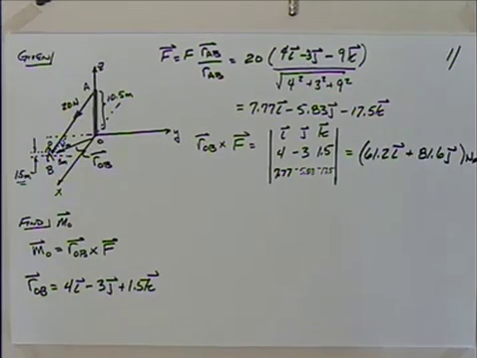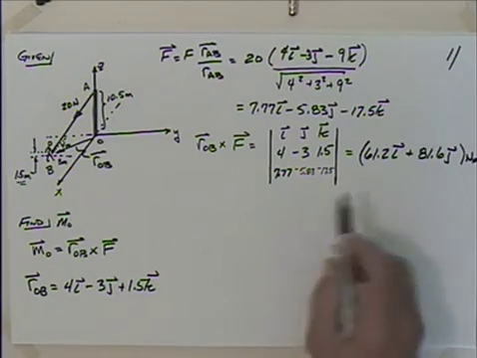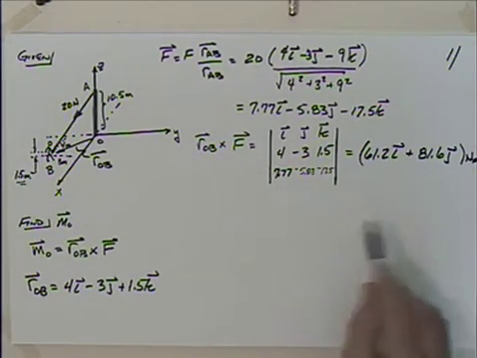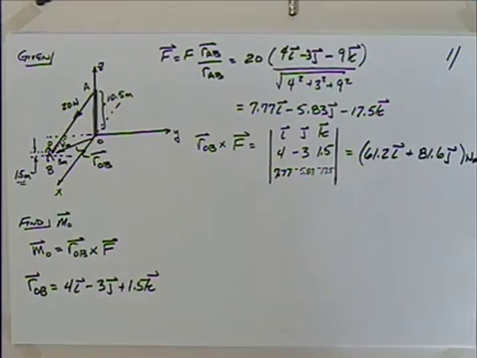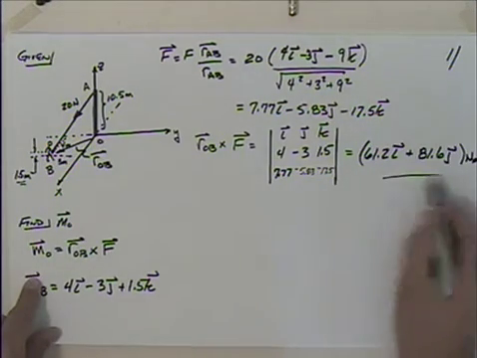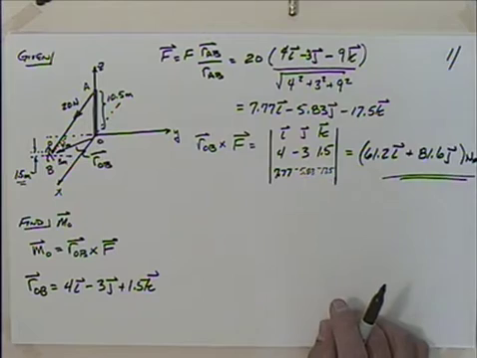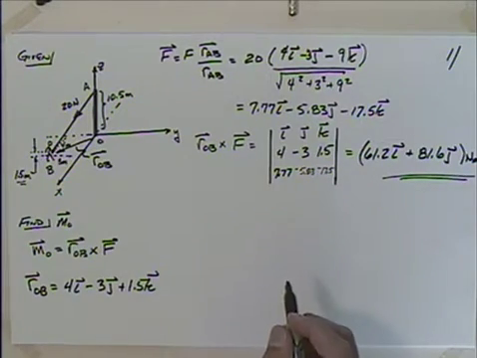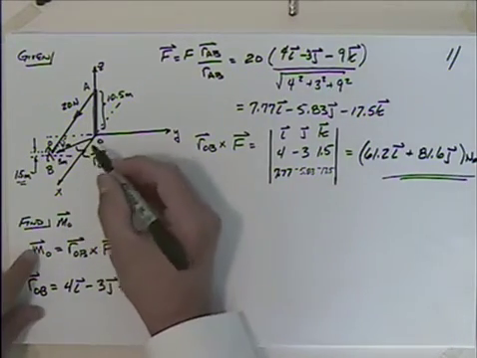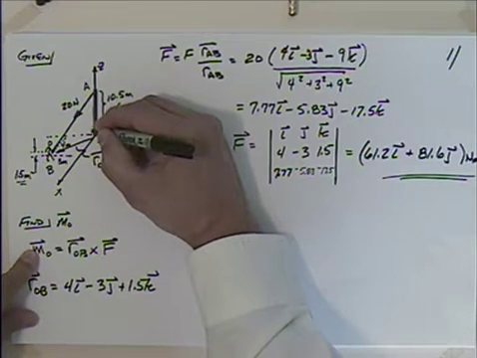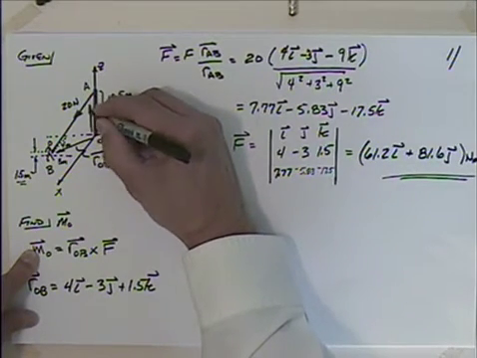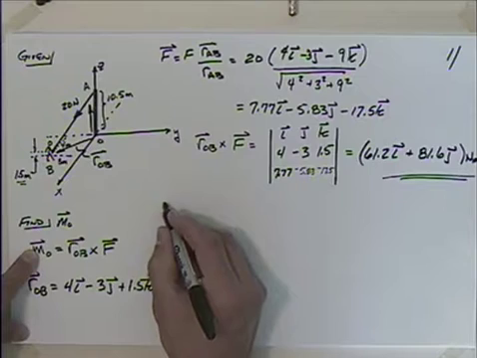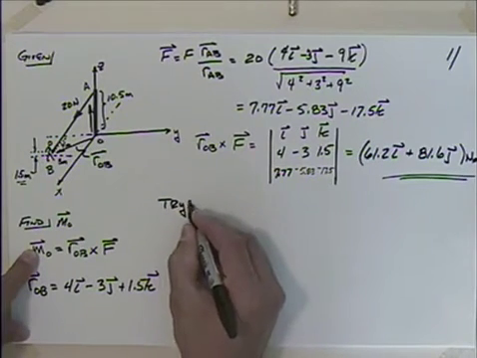So there's actually no Z component, so only an I and a J component. We could take that as our answer if we wanted to, 61.2 in the I plus 81.6 in the J. We could also, if we wanted to, look at this a little differently. That was our R vector. We could also take an R that goes from O to A.